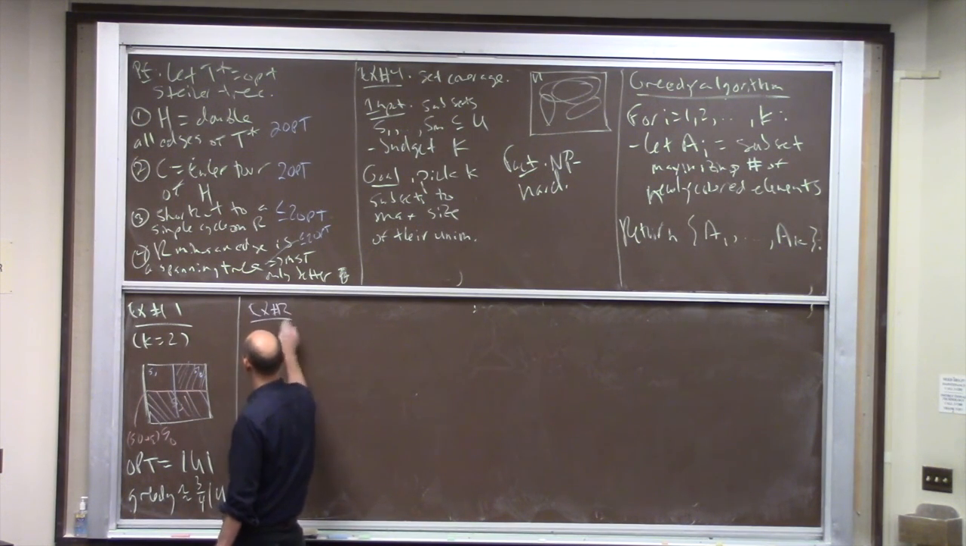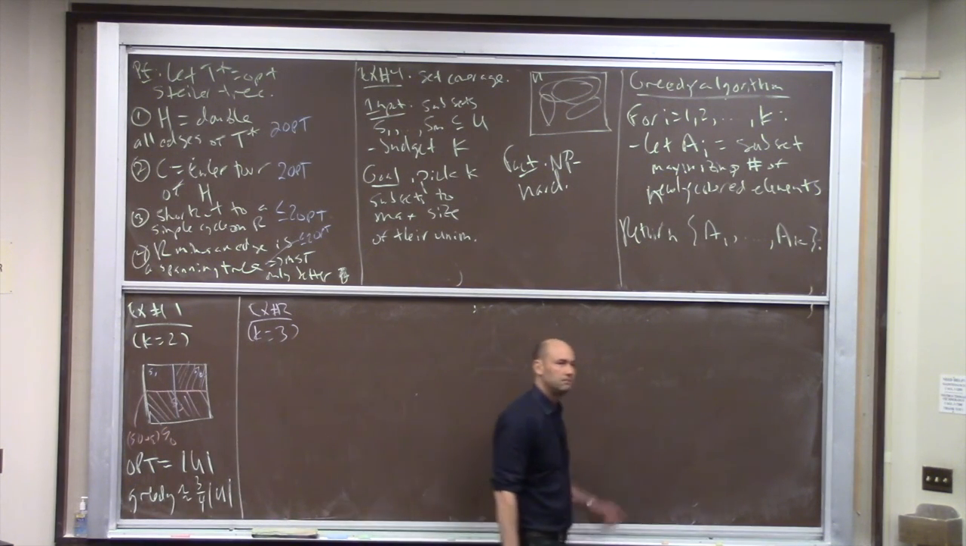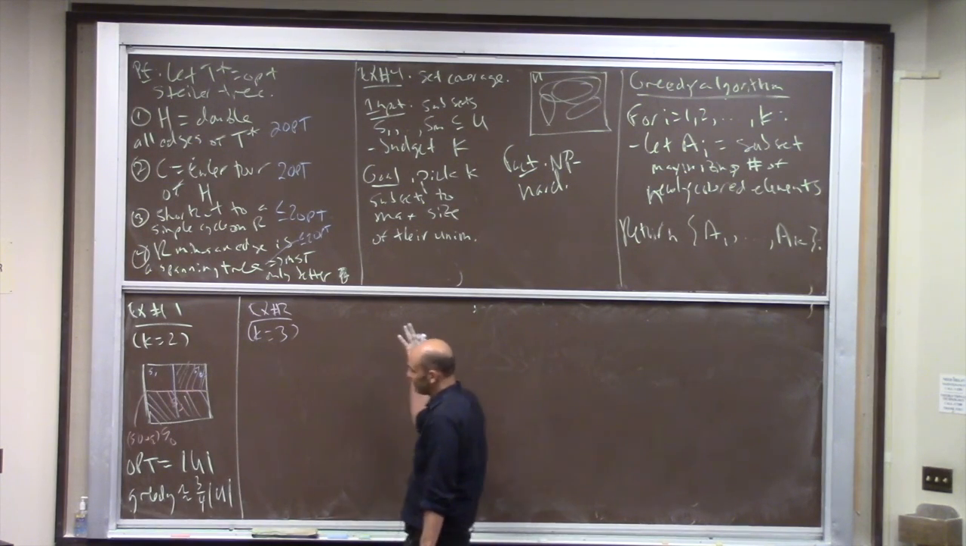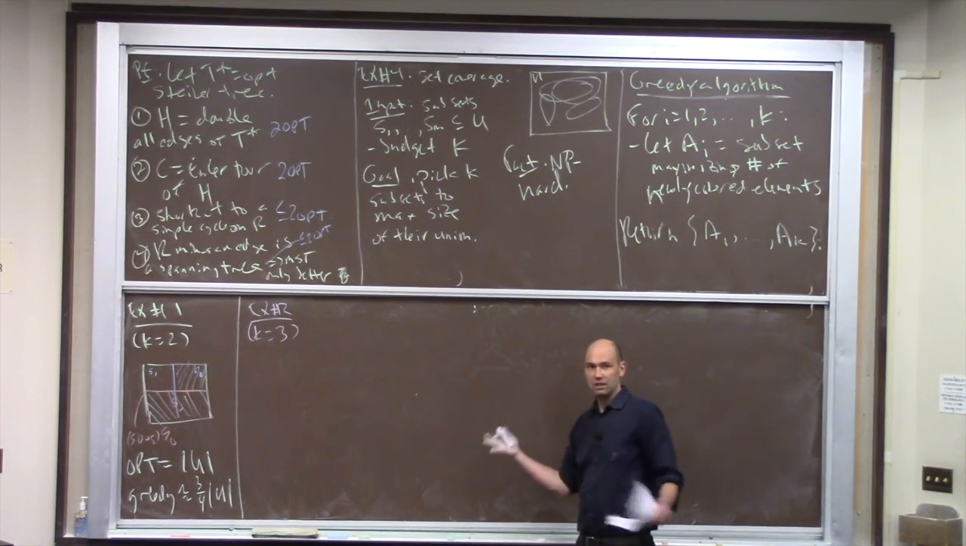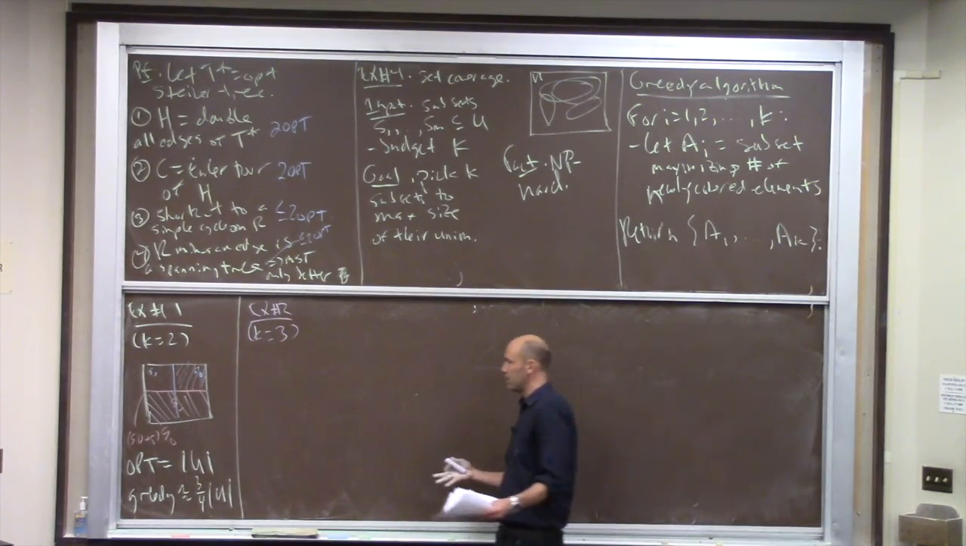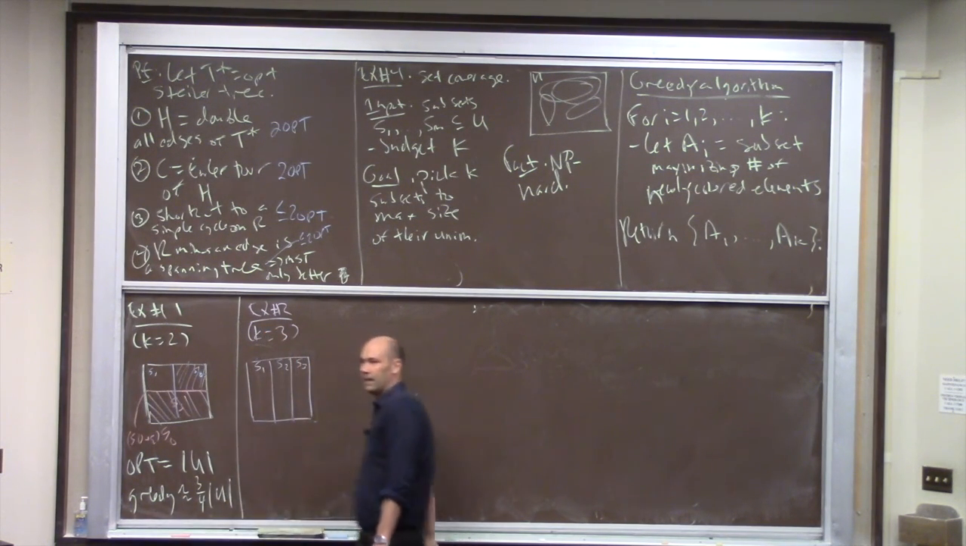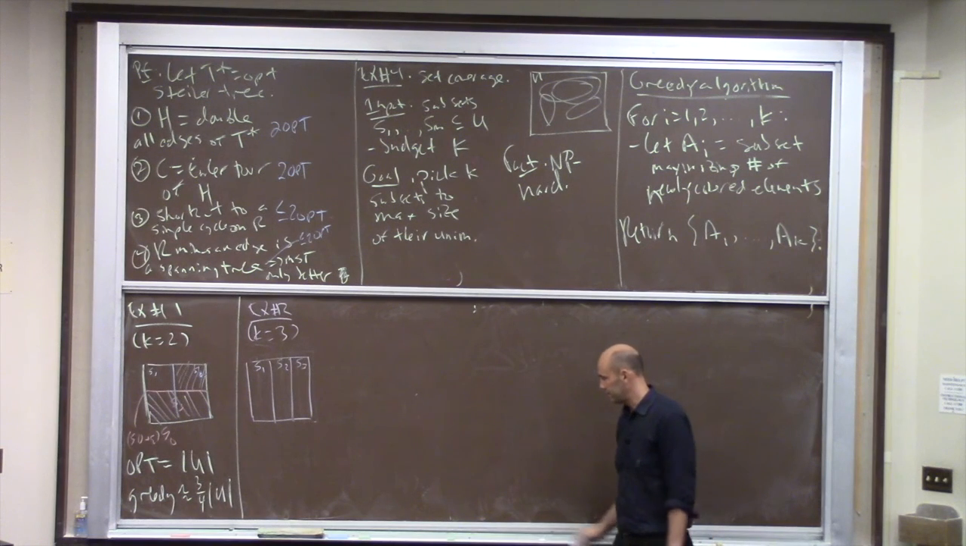Let's try to build on this idea, now with k equal 3, okay? So what's opt going to look like? It's 3 sets. Instead of partitioning the ground set into 2 equal size sets, I'm going to partition it into 3 equal size sets, S1, S2, S3, each exactly 1/3 of the universe size.